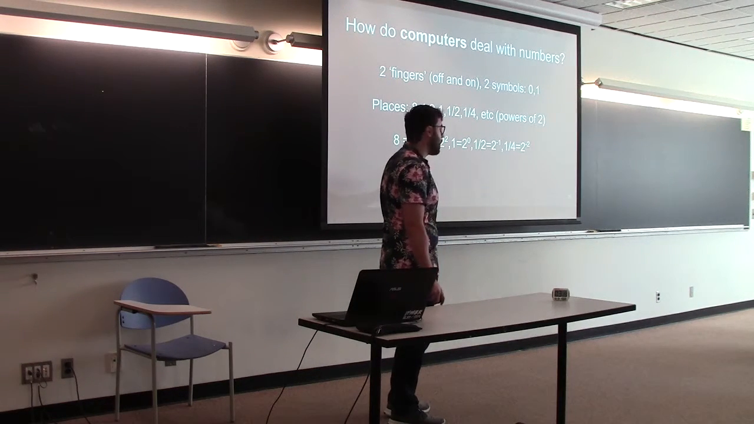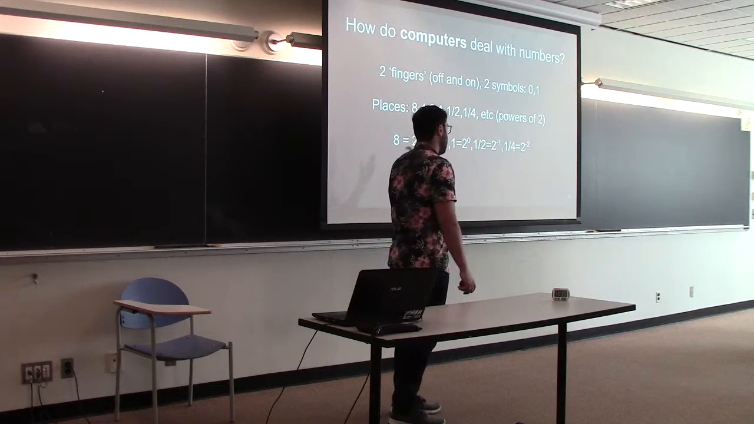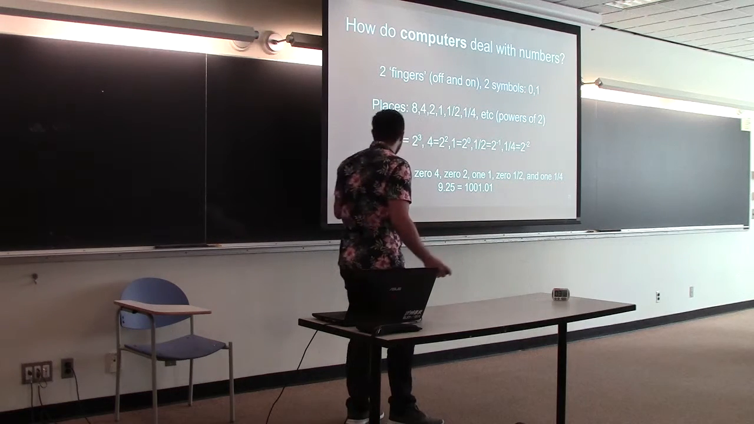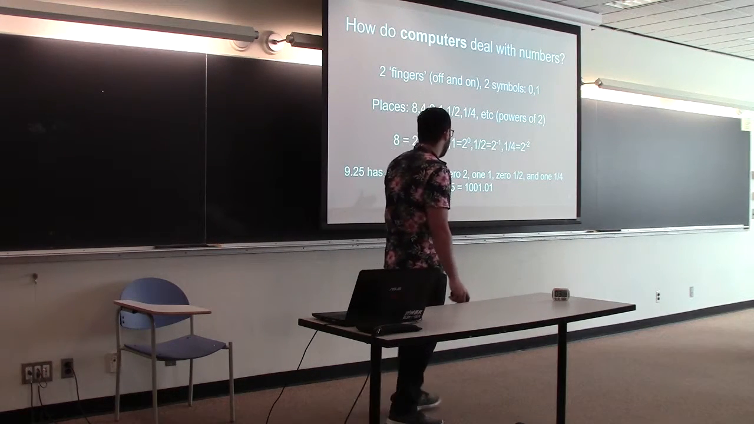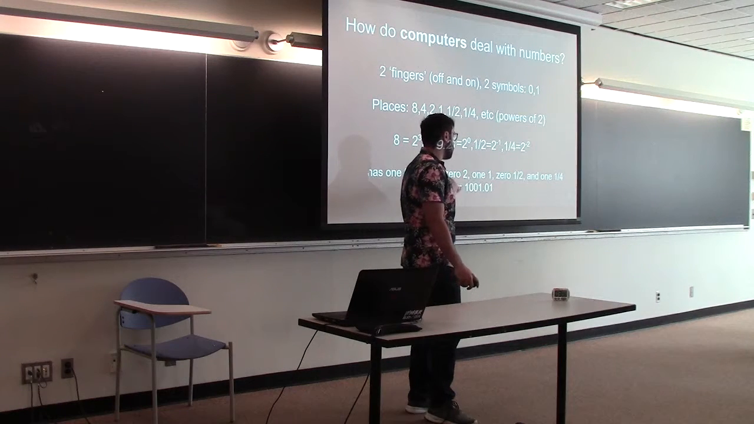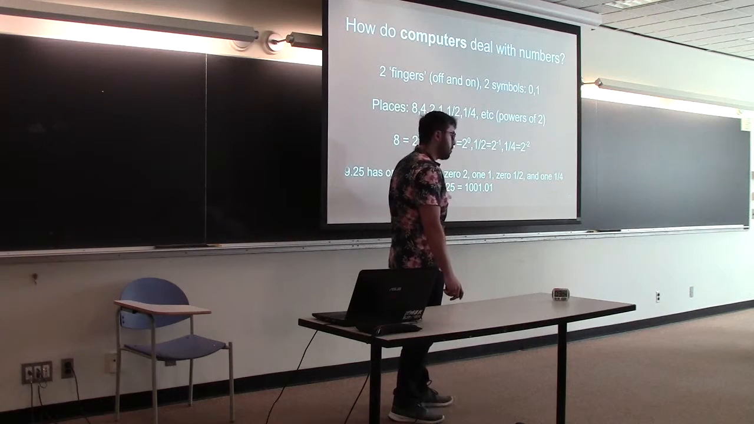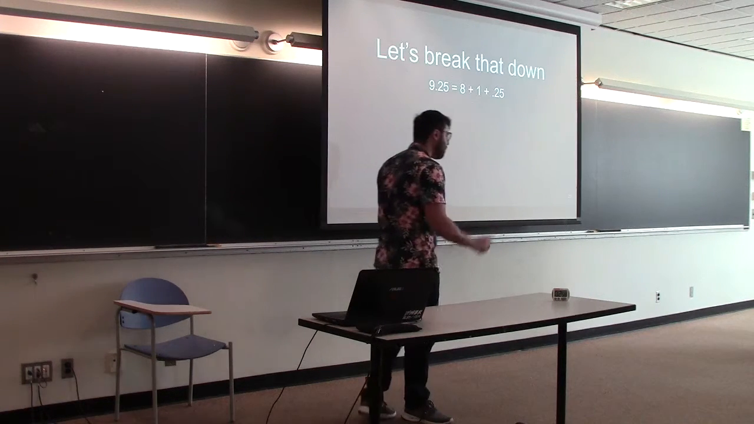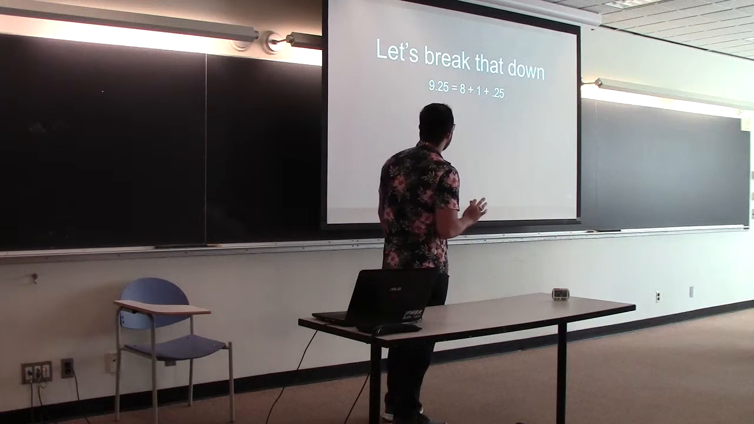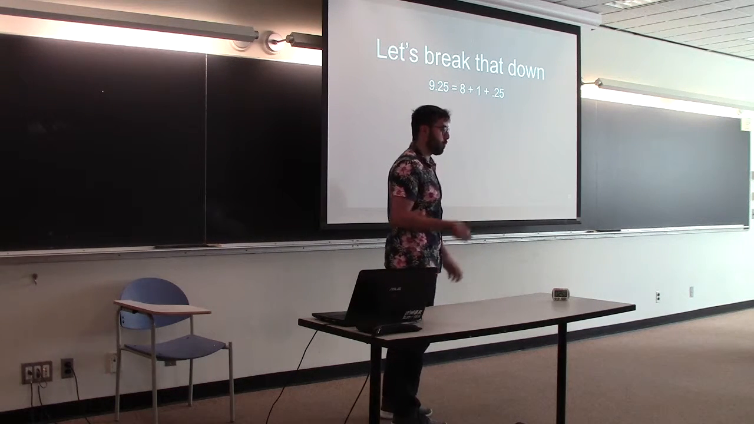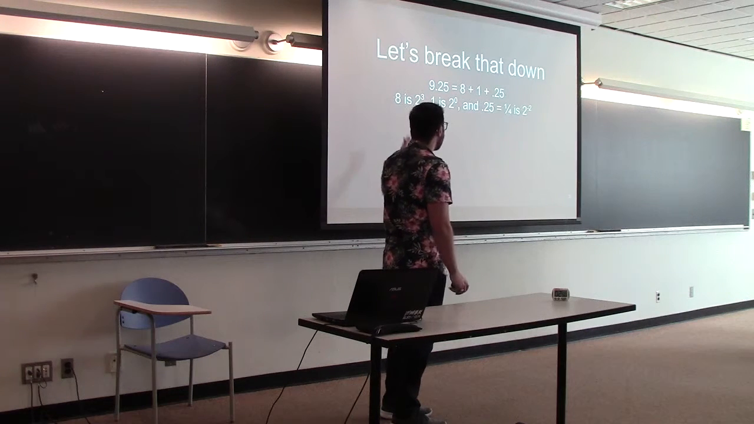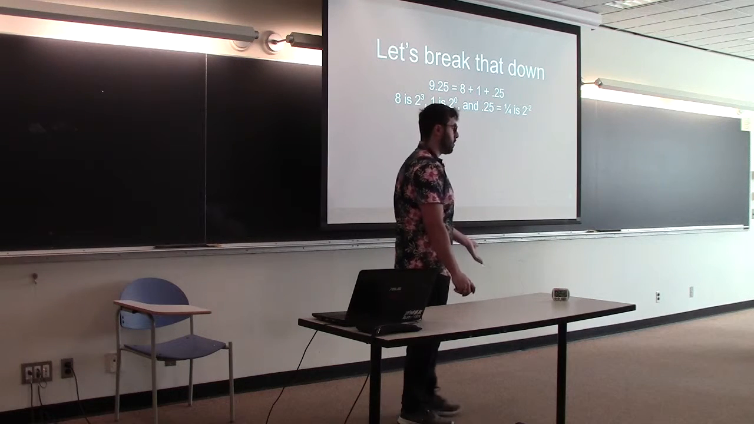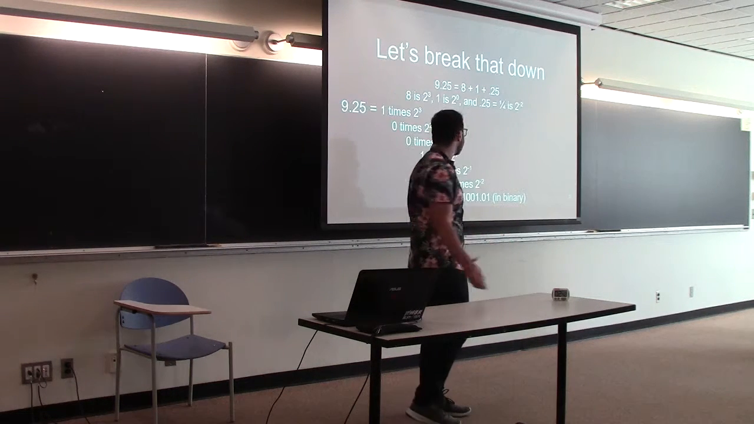Because 8 is 2 to the power of 3, 4 is 2 to the power of 2, a fourth is 2 to the negative 2, and so forth. So for example, 9.25 has 1 eight, 0 fours, 0 twos, 1 one, 0 halves, and 1 quarter. Thus, 9.25 is 1001.01 in binary. Let's break that down a little bit more. We know that 9.25 is 8 plus 1 plus 0.25. We know that 8 is 2 to the 3, 1 is 2 to the 0, and 0.25, which is 1/4, is 2 to the negative 2.